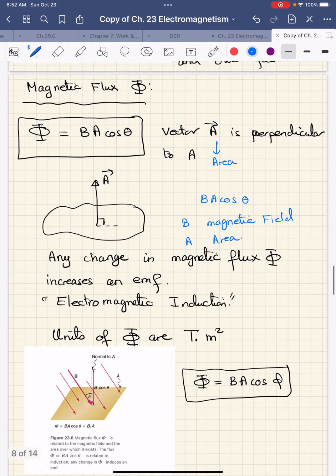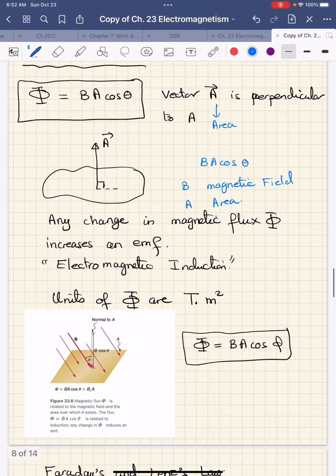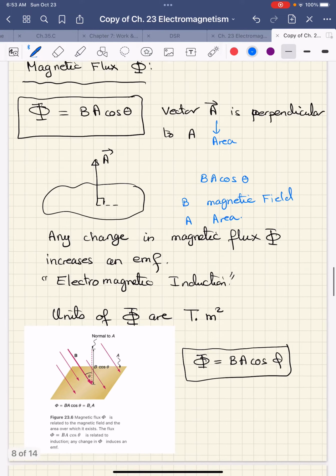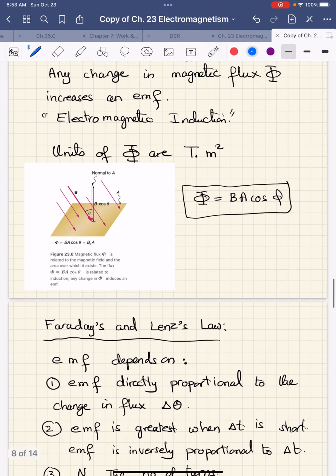Now, any change in the magnetic flux induces an EMF. Okay, here, any change is going to make an EMF. We call this electromagnetic induction. The units for phi are Tesla times meters squared. And phi, in general, its magnitude is BA cosine theta.